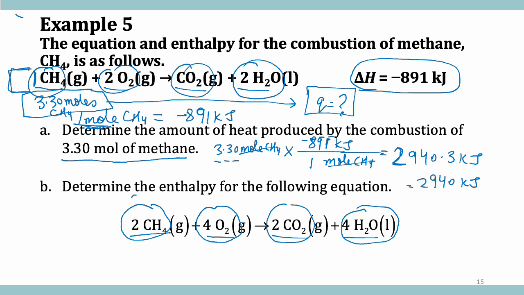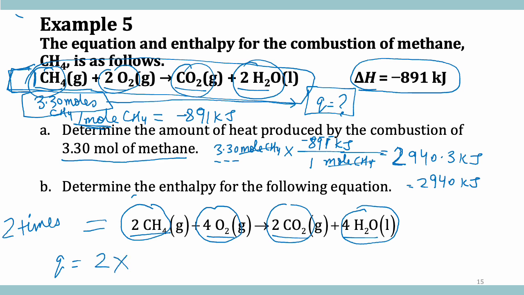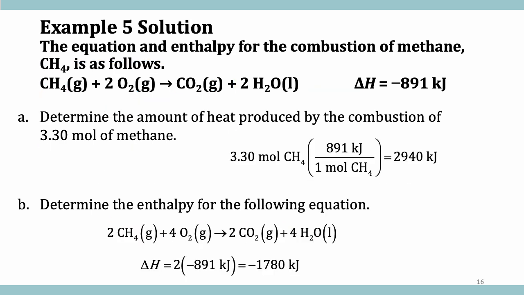which means everything is doubled. That simply means I am performing this top reaction 2 times. If I do this top reaction 2 times, that gives me this reaction, which means how much heat will be released? Heat is going to be also 2 times of what it was earlier. That is it. So stoichiometry can be related to heat as well. So your final answer is going to be 2 times of the top reaction, which is 1780 kilojoules.